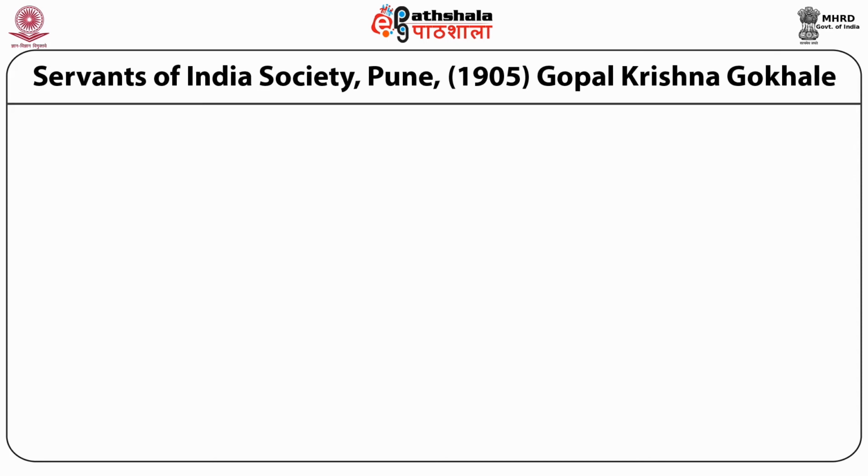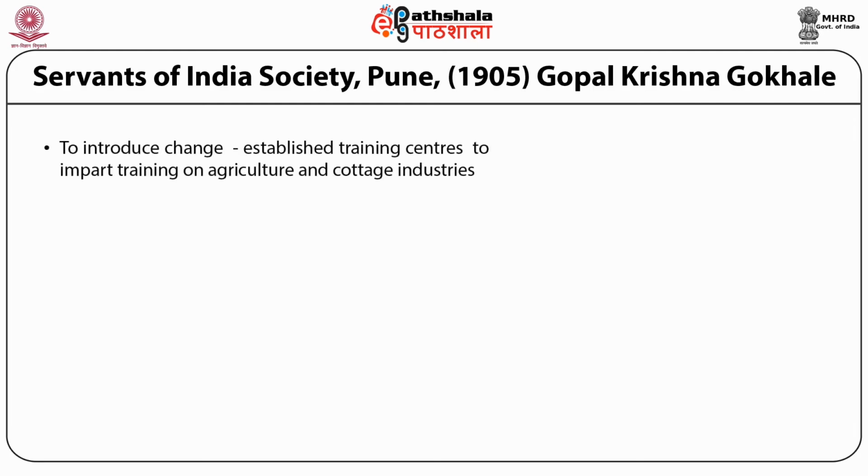The person who brought and taught political life to Gandhiji was Gopalakrishna Gokhale. He also had concern for introducing developmental initiatives in rural areas. To achieve the objective, they established training centers in villages to impart training on agriculture and cottage industries. There is an organic relationship between agriculture and cottage industries in villages.